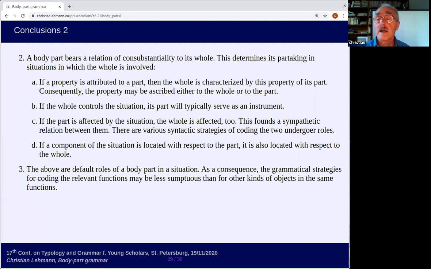There are various syntactic strategies of coding the two undergoer roles. D, if a component of the situation is located with respect to the part, it is also located with respect to the whole. And finally, the above are default roles of a body part in a situation. As a consequence, the grammatical strategies for coding the relevant functions may be less sumptuous than for other kinds of objects in the same functions.